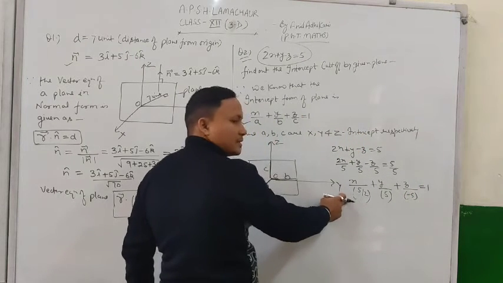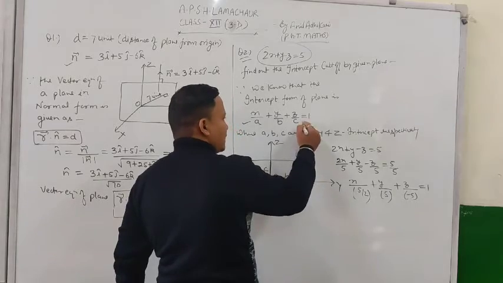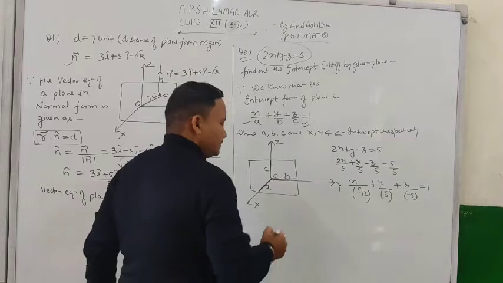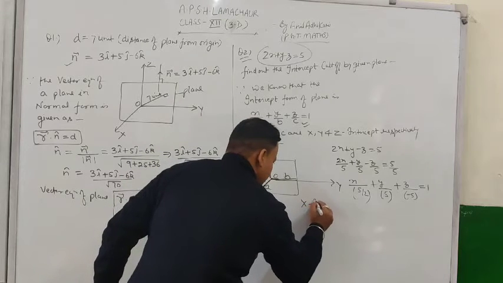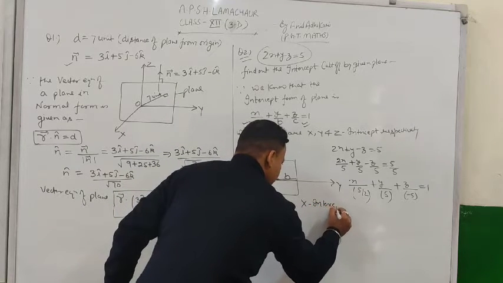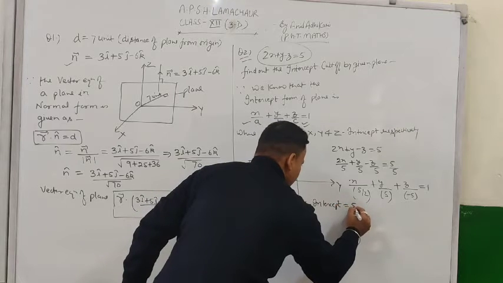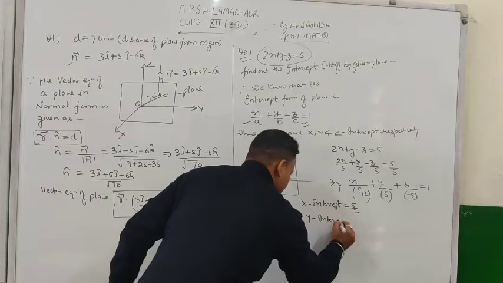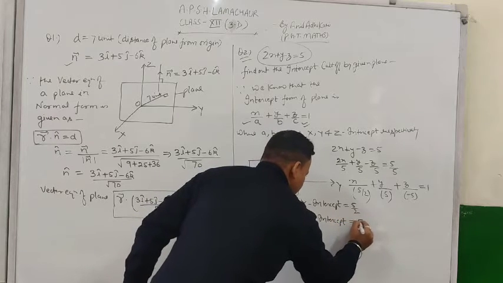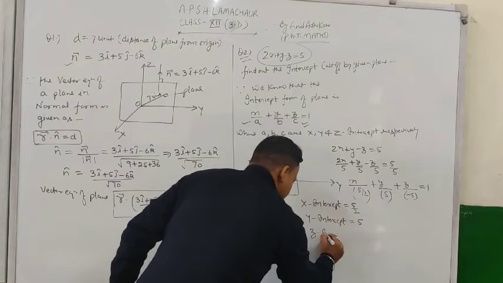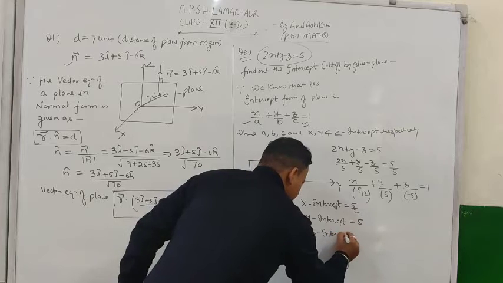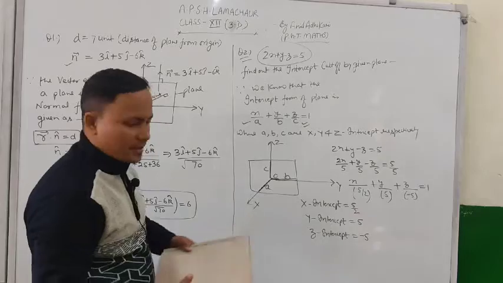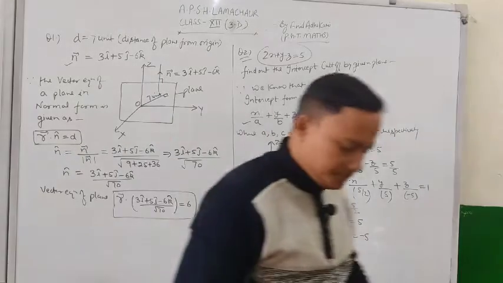Now, on comparing this equation of plane with the standard intercept form of the plane, we can easily find the intercepts. That is, x intercept equal to 5 by 2, y intercept equal to 5, and z intercept equal to minus 5. Okay. So, this is the required answer. Pause the video and take the screenshot.